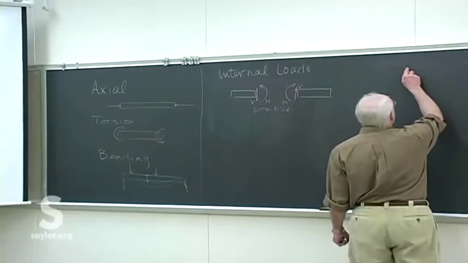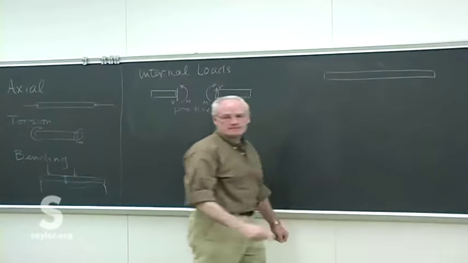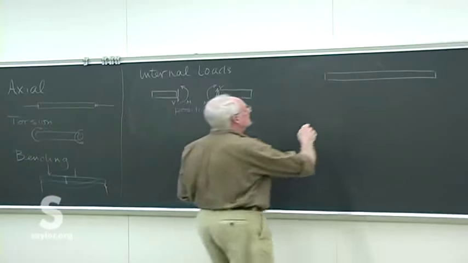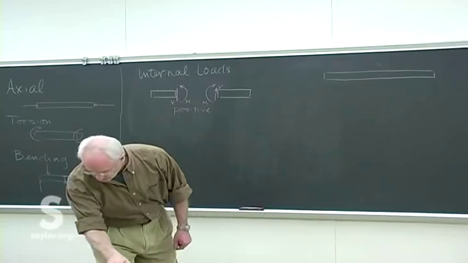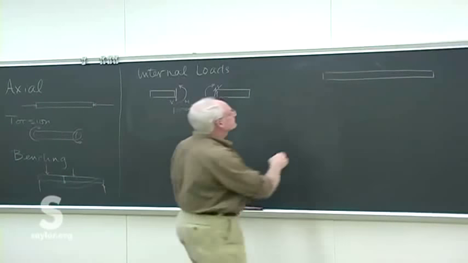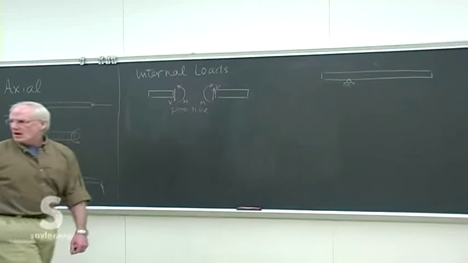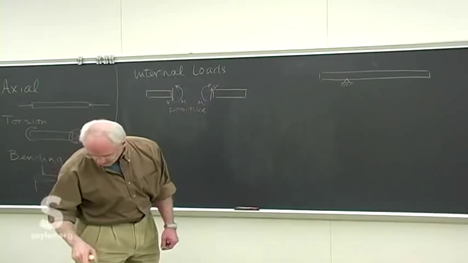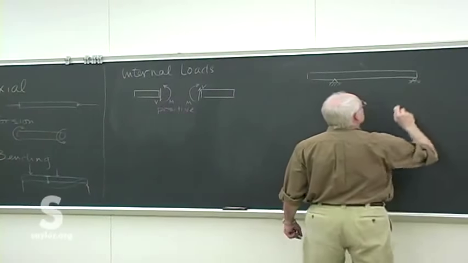So let's do a problem just for review, just like we would have done in statics a couple weeks ago, just before Christmas break. Someplace here we'll put a pin. Now remember, all that does is keep the beam from going up and down or left and right, but it doesn't keep it from turning. That's a simple pin support. And then we'll put a roller support right at that end.